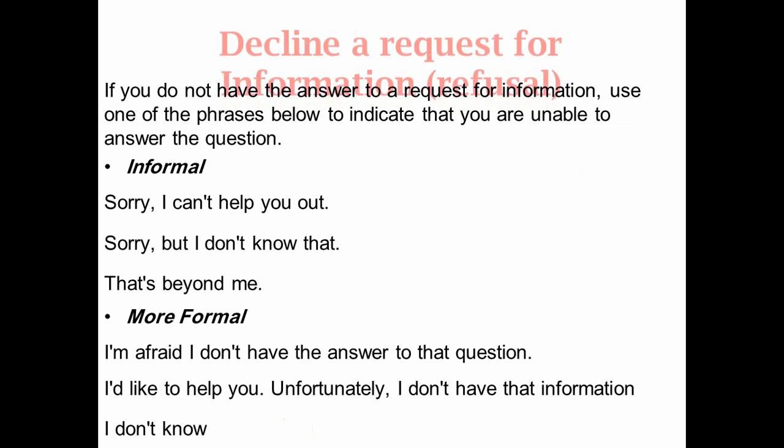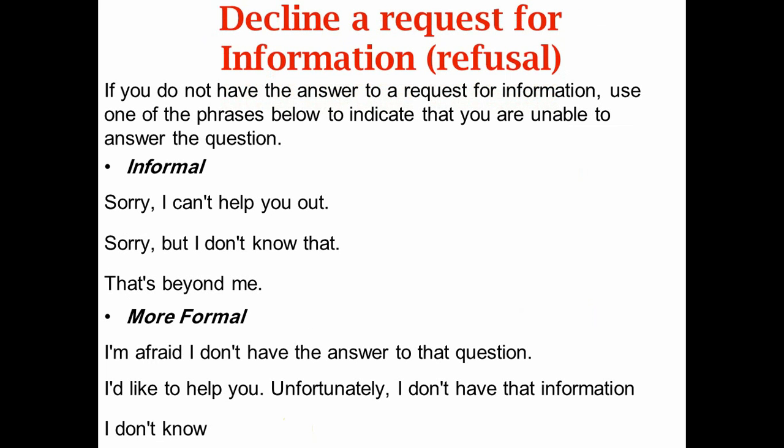Now, how to decline a request for information. How to refuse. If you don't have the answer to a request for information, use one of the phrases below to indicate that you are unable to answer the question. In an informal situation, you can say, sorry, I can't help you out. Sorry, but I don't know that. That's beyond me. Okay? So you can use one of these in an informal situation.